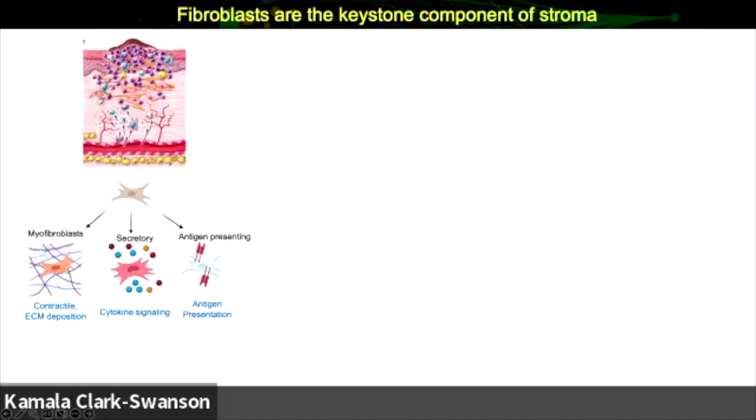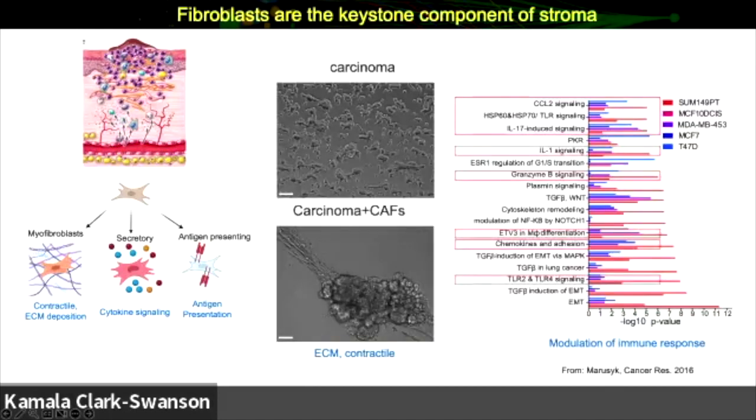They secrete a bunch of things that mediate communication with different cell types, and they can be active participants in the immune response. I wanted to give some examples from our studies. In the middle, you have a picture of tumor cells plated in Matrigel, and originally they formed small clusters. But if you co-introduce fibroblasts, they make this ECM glue that helps stick the cells together. And they have the contractile function that brings cells together and organizes them in larger organoids.